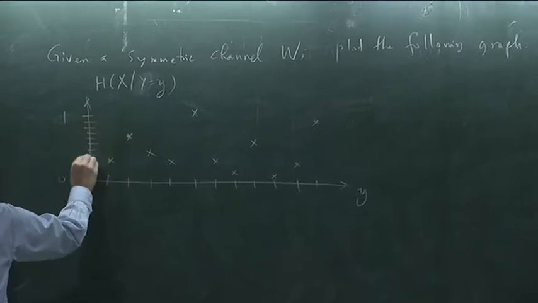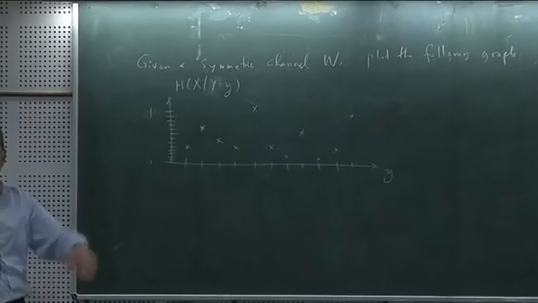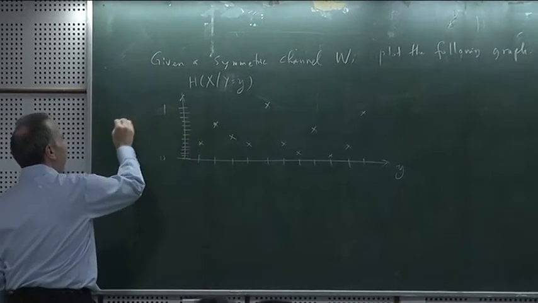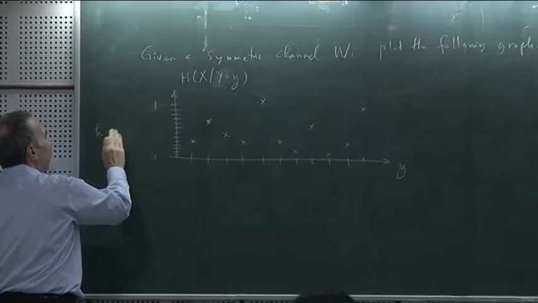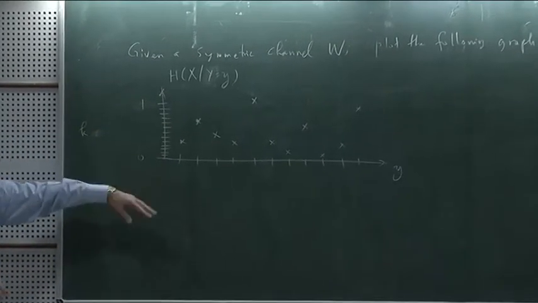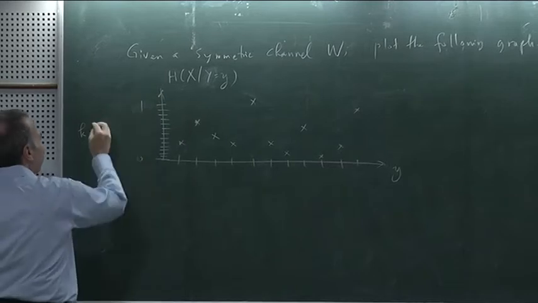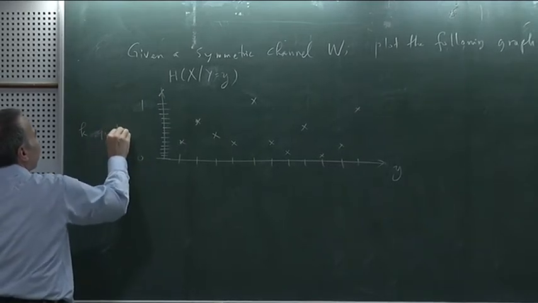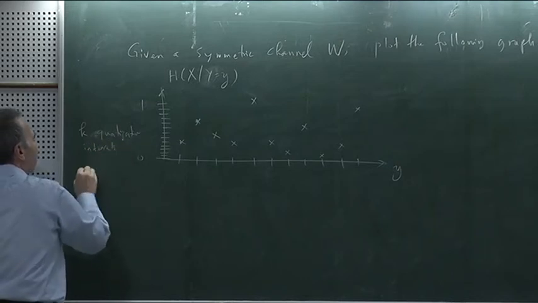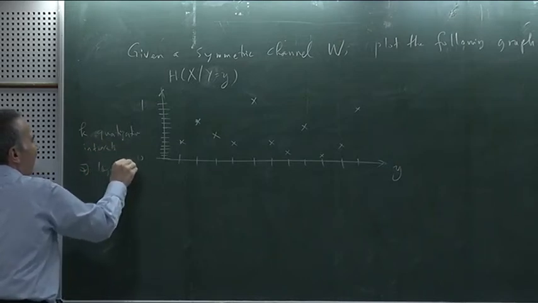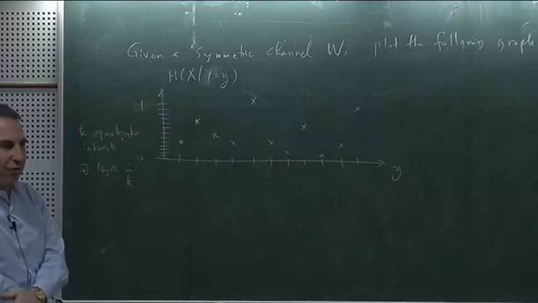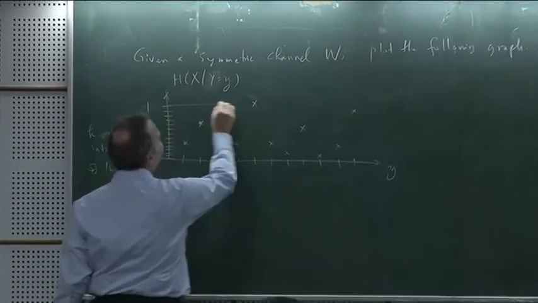Do the following things. Divide this axis, quantize this vertical axis, into k levels. It's a uniform quantization, so I divide it into k quantization intervals of length 1 over k. Divide this vertical axis into intervals of size 1 over k, and then see.